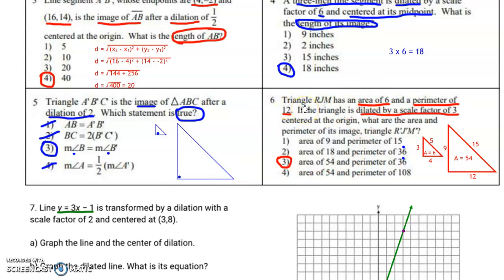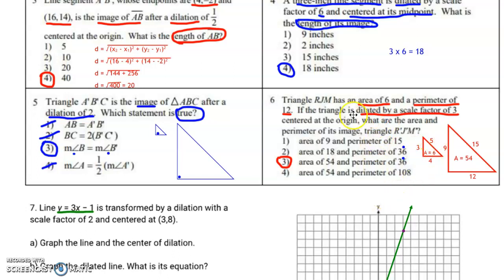So I just made up some triangles that meet that criteria. If it's got an area of 6 and perimeter of 12, it could be a 3, 4, 5 right triangle. 3 times 4 is 12. 12 divided by 2 is 6. And you know that the area formula for a triangle is 1/2 base times height. You also know that 3 plus 4 plus 5 is equal to 12.